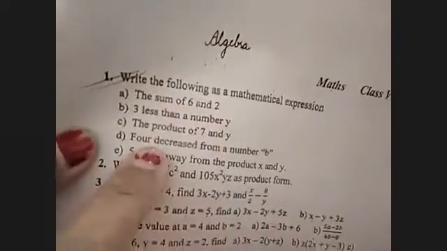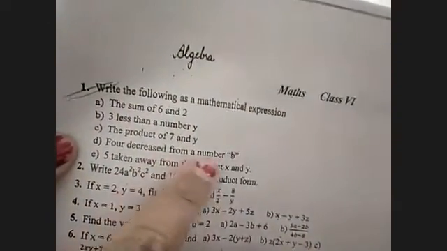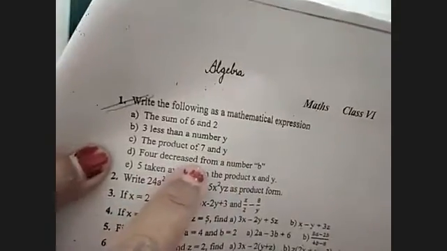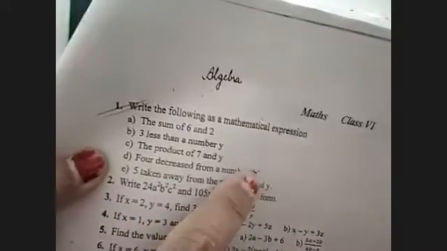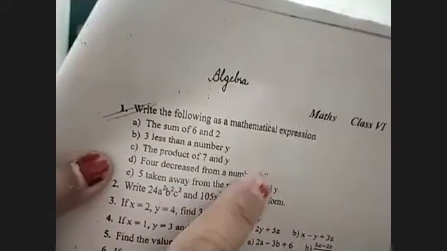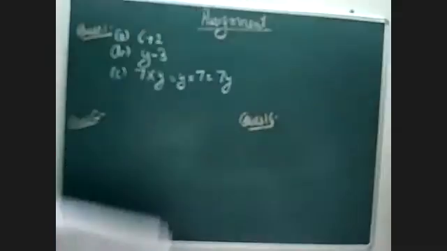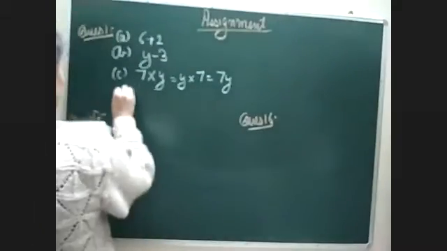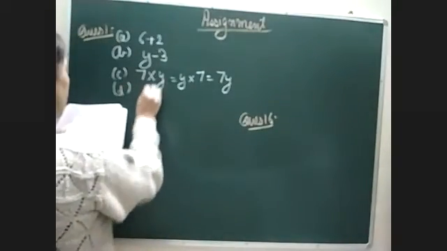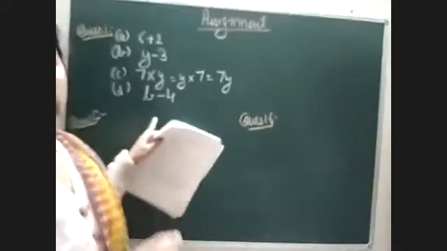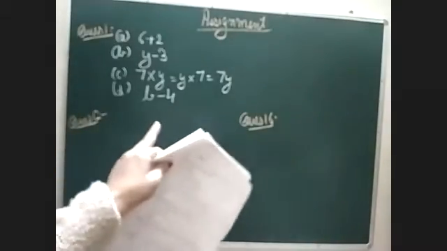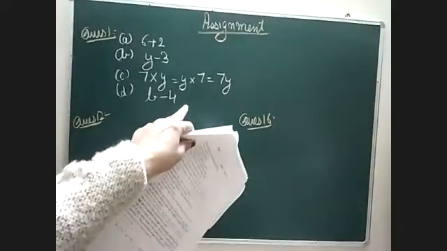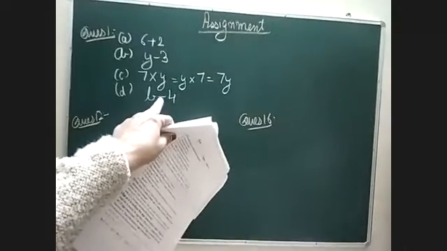Next is part D, and the statement is 4 decreased from a number b. 4 is to be subtracted from a number b. That means b will be there in front and 4 will be there after that. B minus 4. As I have told you, the commutative property holds for addition and multiplication.